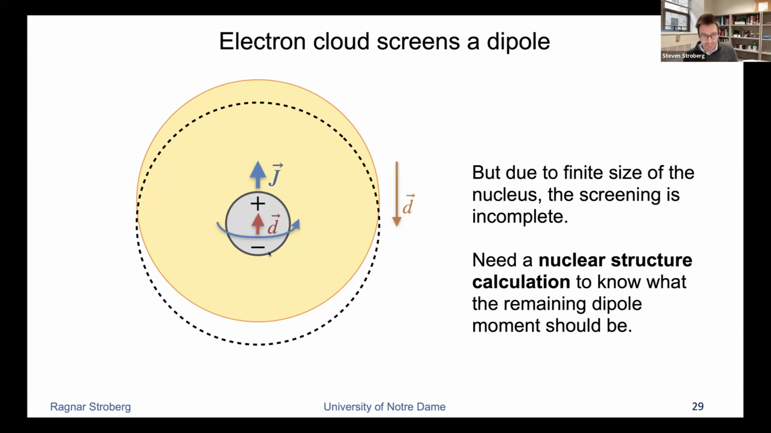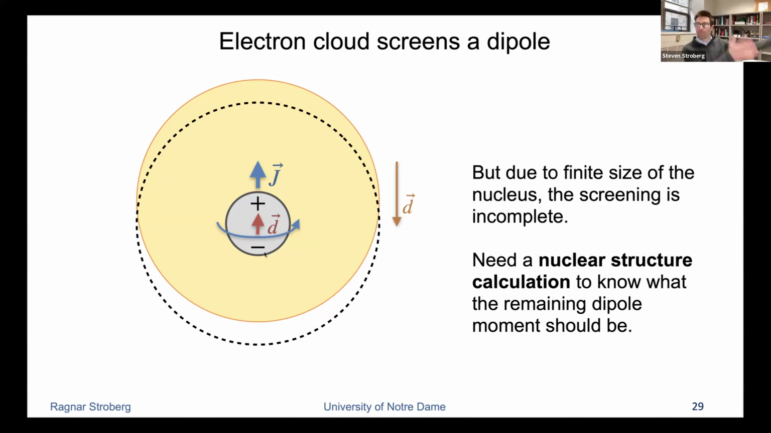So there is still a signal there, but in order to figure out how that screening actually happens, so what the actual residual dipole moment should be, now you need to go in and do a nuclear structure calculation to calculate what's called a shift moment. So it's something like the dipole moment rate weighted by r squared. And so that's something you need to calculate with theory.